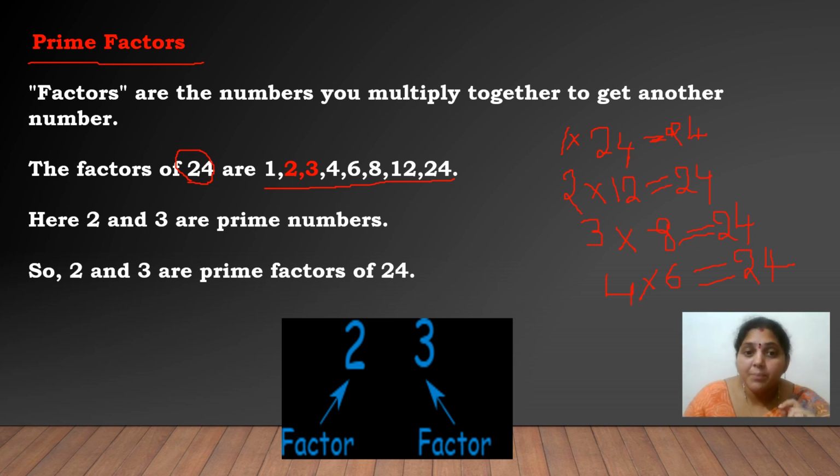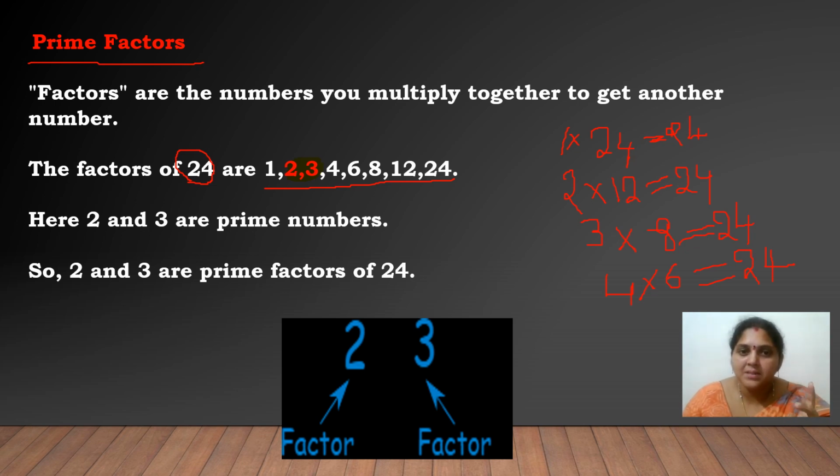Here, what are the prime numbers? Yes, the ones which have only two factors. Those numbers are called prime factors. So, what are my prime factors here? My prime factors are 2 and 3. My prime numbers are 2 and 3. So, 2 and 3 are called prime factors of 24.